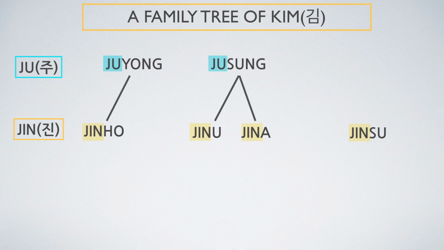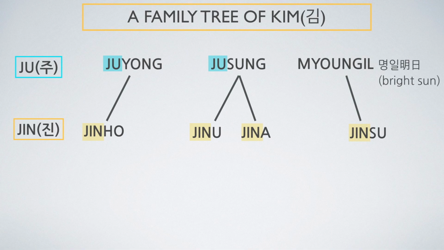Then Jinsu's father? Myung-il. There's no Ju. When the mother was pregnant, she saw a bright sun in her dream, so she decided to name her third child Myungil, which means bright sun. So here's the thing, it's not mandatory to follow the letter of the generation.